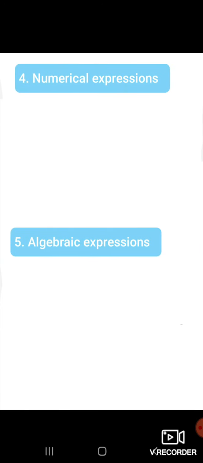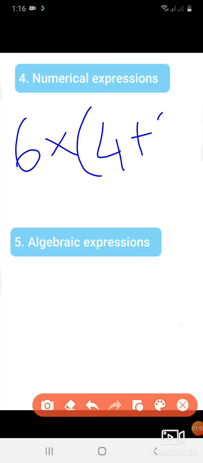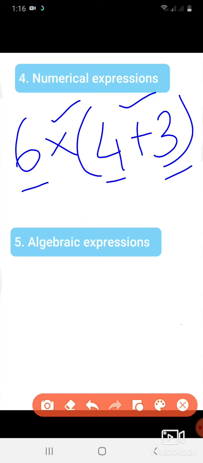Now come to the next one, numerical expressions. What is a numerical expression? If the expression has only numbers and the four basic operations, then we can say it's a numerical expression. For example, 6 into 4 plus 3. Here we have only what? Numbers and basic operations. So we can say 6 into 4 plus 3 is a numerical expression. Can you say another example? Yes, 4 into 3 is also a numerical expression.